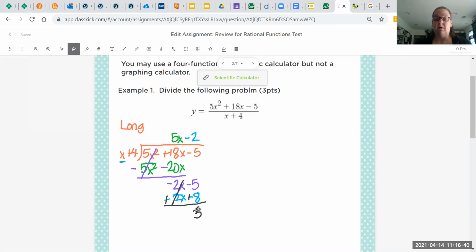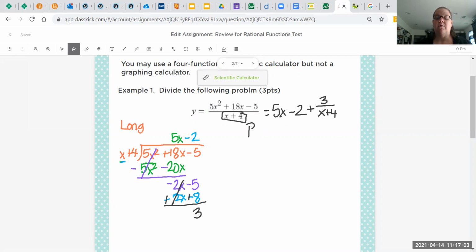This is my remainder. So my final answer is 5x minus 2, and then my remainder I need to put as a fraction, and it's a positive 3, so 3 is my numerator, and then whatever the original denominator was, that's what I'm going to put over here, x plus 4, and that's my final answer.